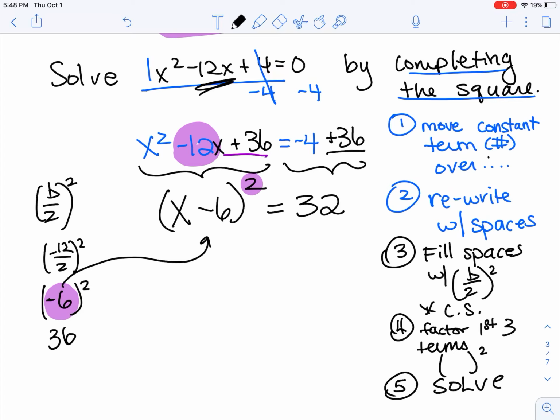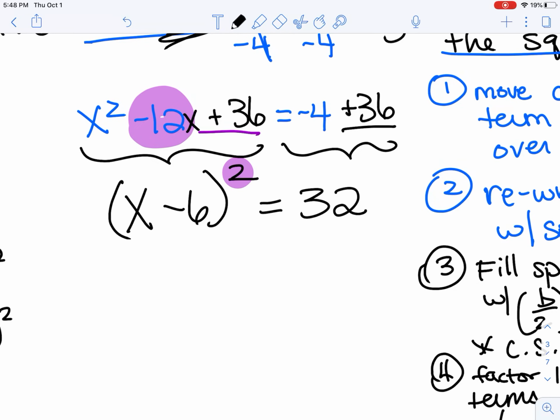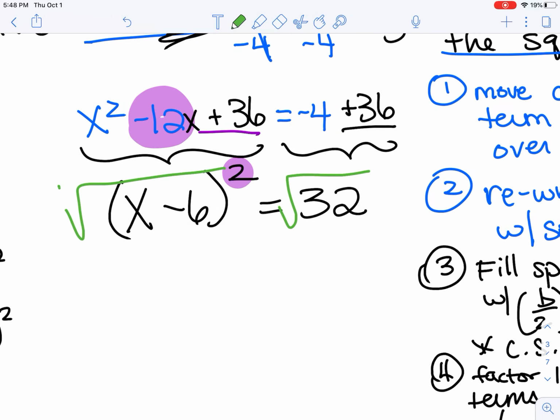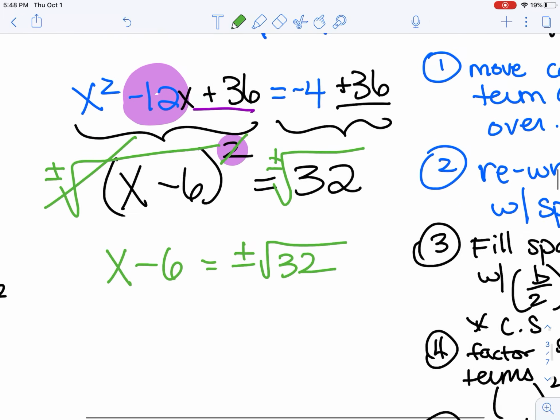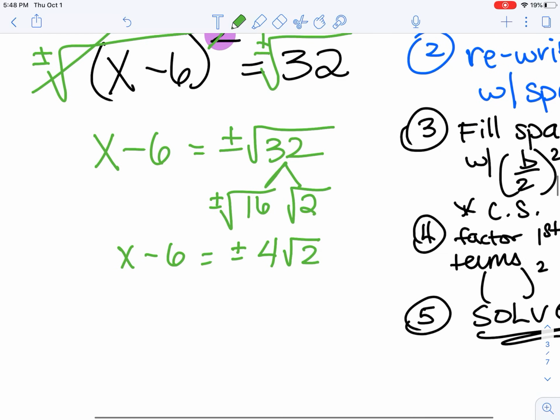And then step 5 is now we're going to solve what we have. We know if we're going to solve x minus 6 squared equals 32, we're going to take the square root of both sides. When we take the square root, it's always plus or minus. These will cancel. x minus 6 equals plus or minus root of 32. This isn't quite simplified, so we're going to pull a 16 out of 32 because I know the root of 16 is 4. So we have plus or minus 4 times the root of 2, so now that's simplified, equals x minus 6.